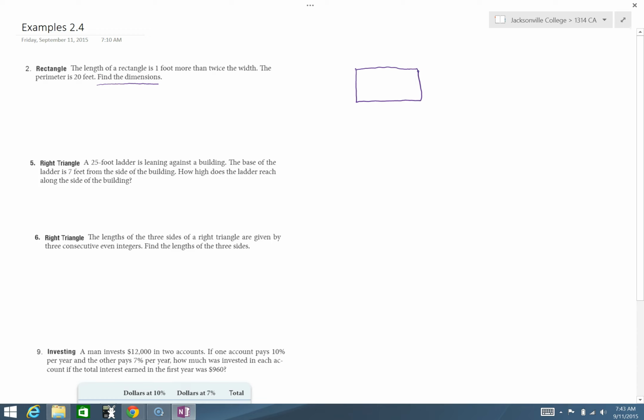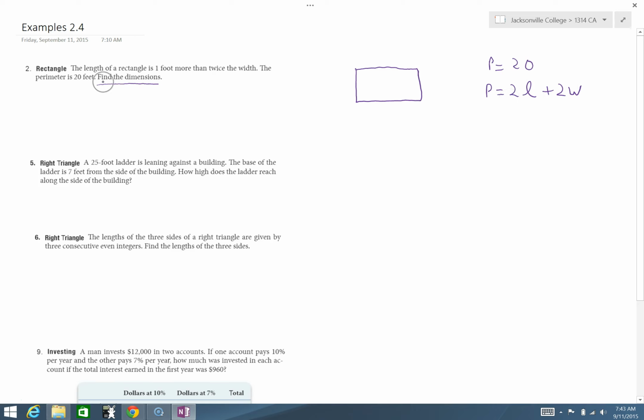Now I'm going to read the rest of the problem. The length of a rectangle is 1 foot more than twice the width. The perimeter is 20 feet. Find the dimensions. Okay, so I know the perimeter is 20 feet, and I hope you know that the perimeter of a rectangle is 2 lengths plus 2 widths. Our perimeter is 20, but the perimeter is also 2 lengths plus 2 widths.